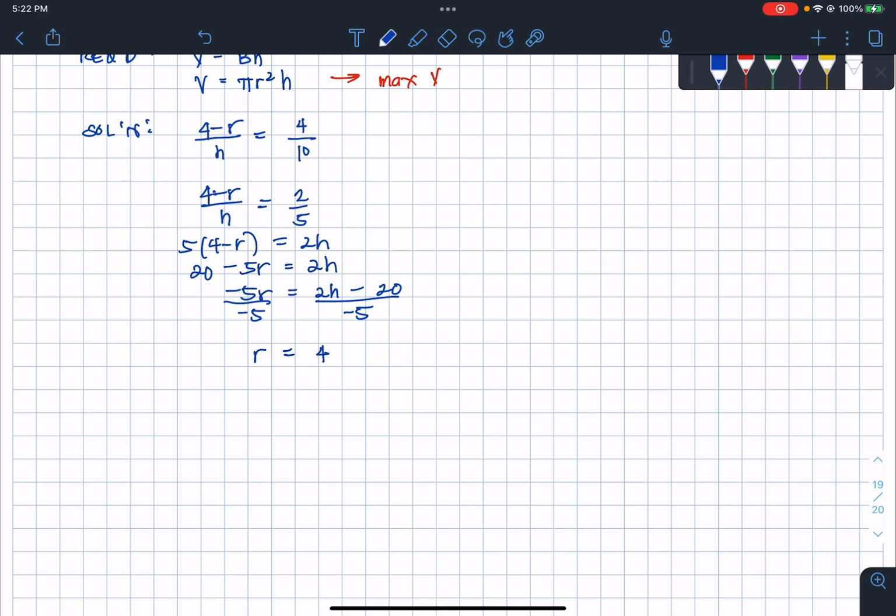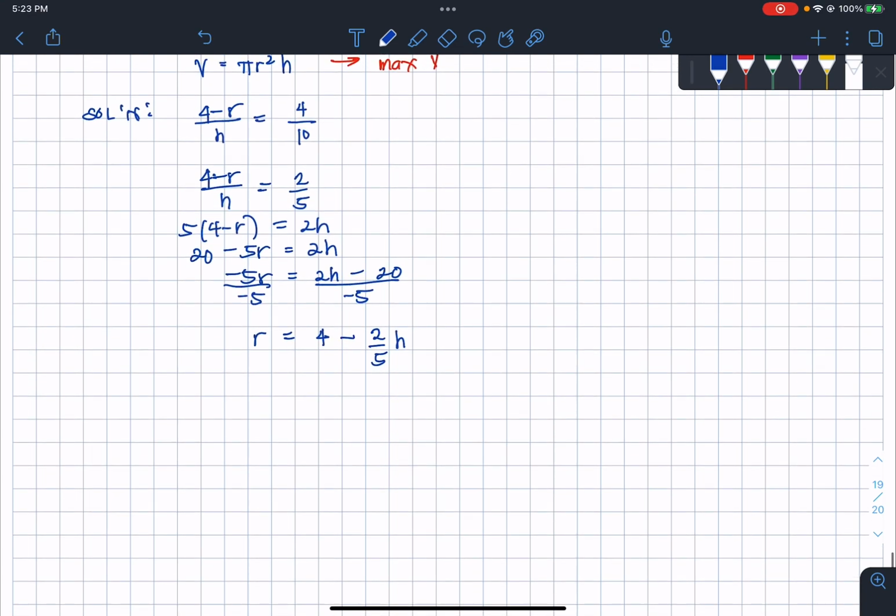Right? 4 and then minus 2 all over 5h. So 4 minus 2 all over 5h. And next, 20 minus 5r equals 2h. 5r equals 2h minus 20, so r will be 4 minus 2 over 5h. And then we substitute this one.